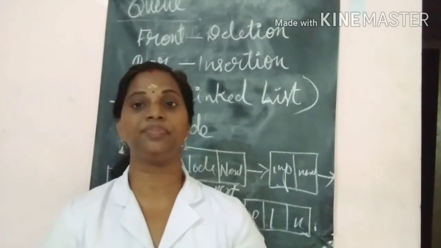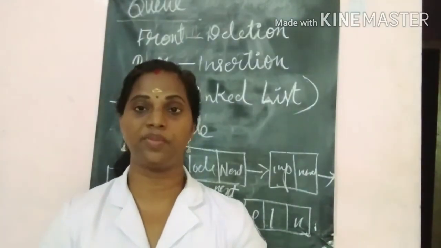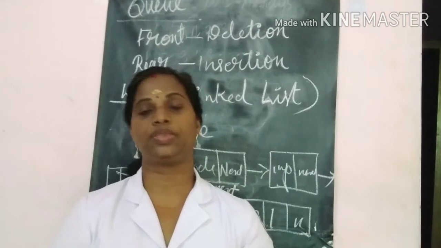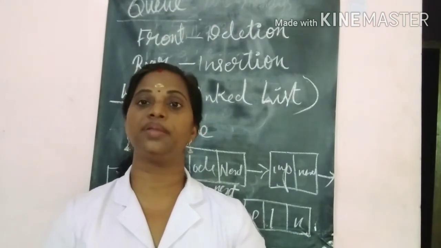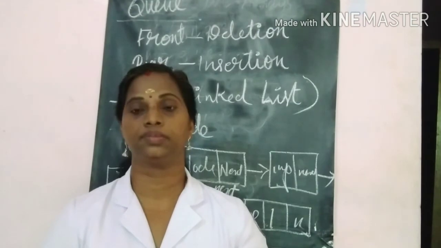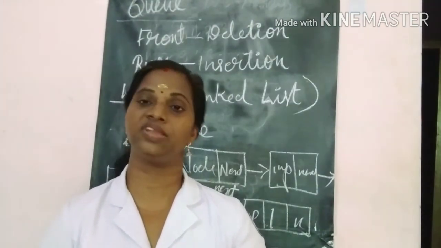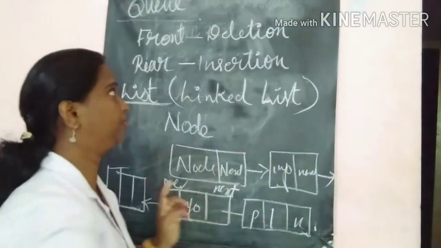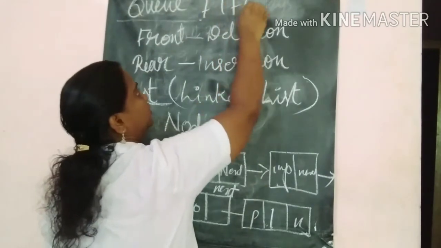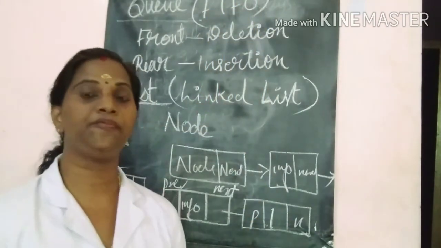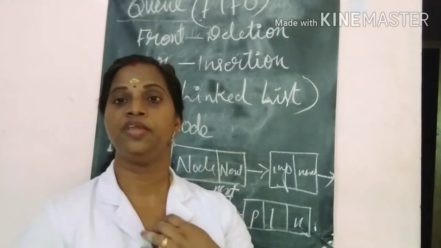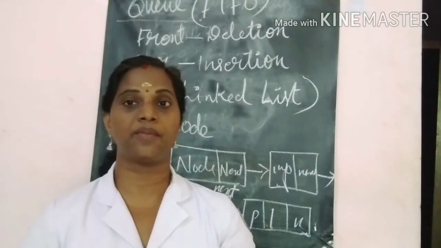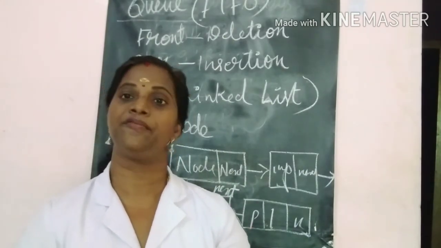Next one, non-linear data structure. Examples of non-linear data structures are stack, queue and linked list. Stack means last in first out. Whichever comes last goes out first. The last in first out data structure is the stack, whereas queue is first in first out. Queue is a FIFO data structure. LIFO means last in first out. FIFO means first in first out. So queue is an example of FIFO.